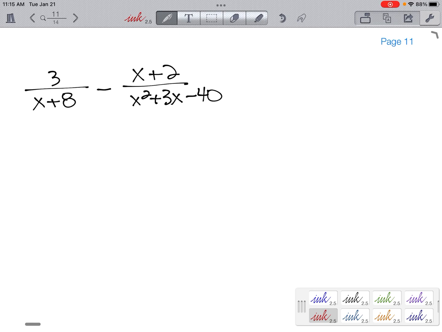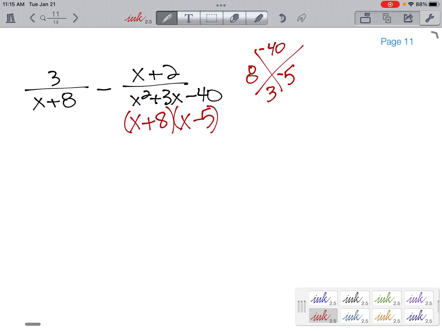To do that, we need to factor the denominator of our second fraction. In our x, we're going to have a negative 40. In the bottom, we're going to have a 3. So we need one positive number and one negative number that are 3 apart. That is 8 and 5. Because our 3 is positive, our bigger number is going to be positive, and our smaller number will be negative. So this factors as x plus 8 and x minus 5.